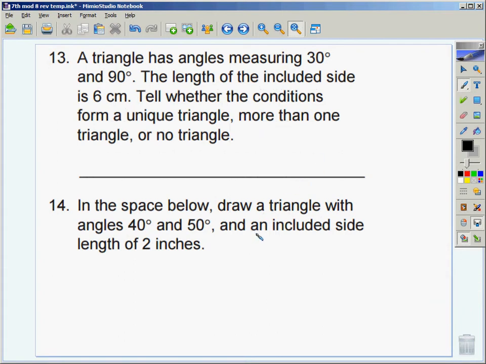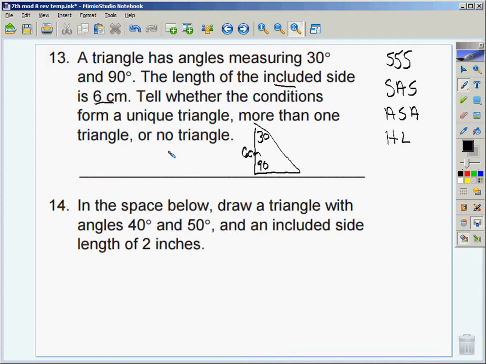Okay. On number 13 and 14, this goes back to what we learned about side, side, side, side, angle, side, angle, side, angle, and the other one was hypotenuse leg. They said, a triangle has angles measuring 30 degrees and 90 degrees and an included side of 6 centimeters. So if I had an angle of 30 degrees and 90 degrees and the included side, in other words, the side caught in between them, was 6 centimeters, they're saying, is it going to be unique? Would there be more than one or would there be none?